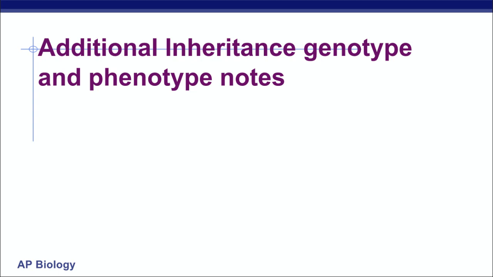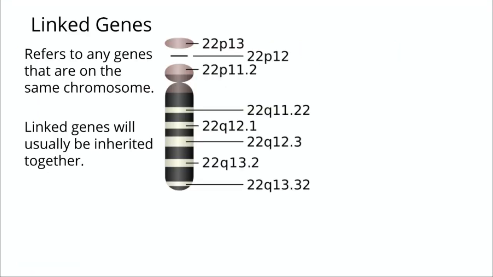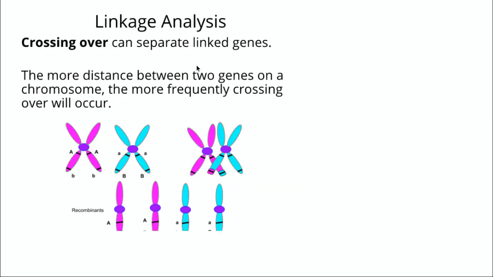There are a couple additional inheritance notes that I wanted to include, some terms that you'll probably come across, especially more recently in genetics discoveries. Again, this is just another review of linked genes. We spent some time on the sex-linked genes earlier in this presentation, but it's not just sex-linked genes. Any kind of chromosome can have linked genes. It's any genes on the same chromosome. Linked genes will usually be inherited together. However, it's not an always deal. Because of crossing over, there's a chance that they will not be linked together.